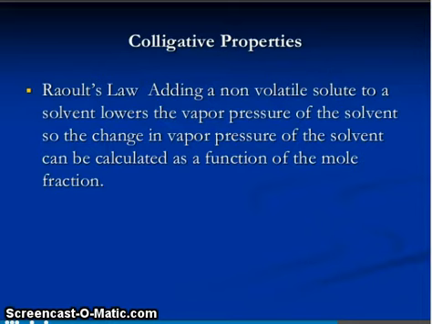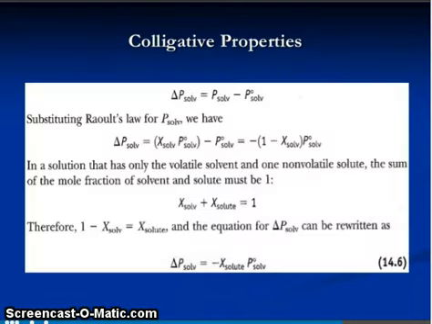Colligative properties, Raoult's law: adding a non-volatile solute to a solvent lowers the vapor pressure of the solvent, so that change in the vapor pressure of the solvent can be calculated as a function of the mole fractions. So delta P solvent is equal to P solvent minus P naught solvent.